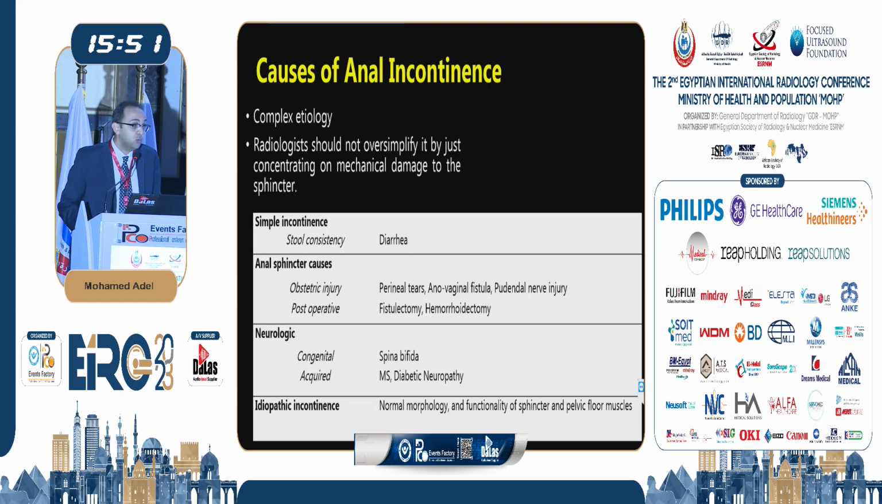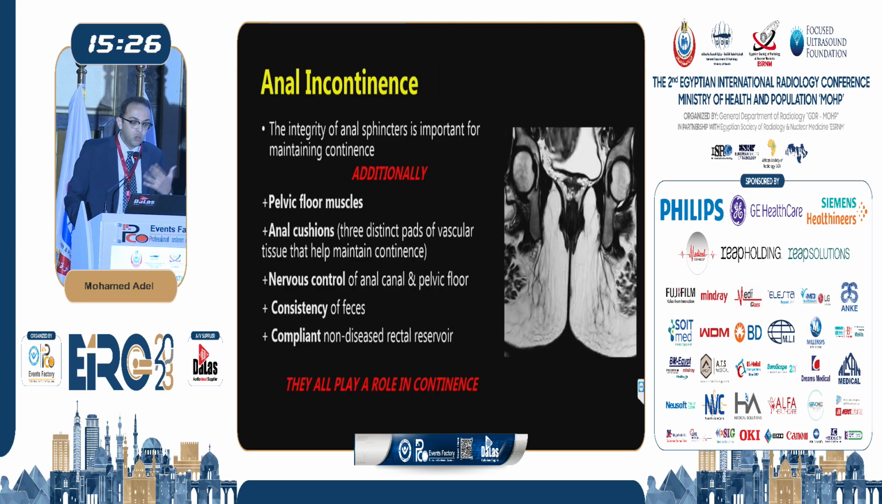But when it comes to anal sphincteric causes, for instance, in cases of obstetric injury, post-operative post-fistulectomy or hemorrhoidectomy, neurological conditions like spina bifida, patients with MS, advanced MS, sometimes even diabetic neuropathy. And it's very important to know that there's also an idiopathic incontinence where everything seems normal on MRI, and even the neurophysiology of the patient would be normal. So basically, there's a complex process.